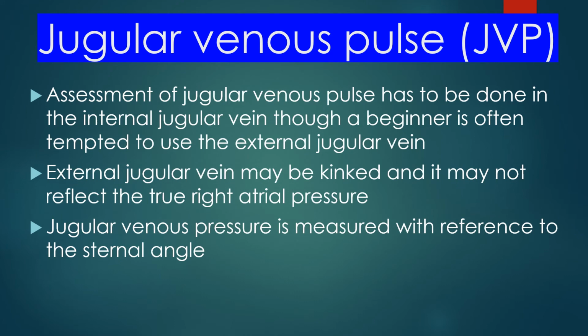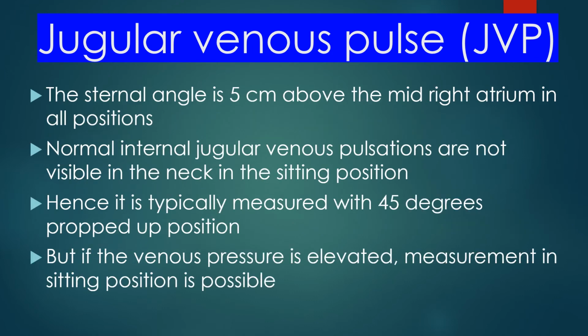Now we move on to assessment of jugular venous pulse and pressure. Assessment of jugular venous pulse has to be done in the internal jugular vein, though a beginner is often tempted to use the external jugular vein, which is easily visible. External jugular vein may be kinked and it may not reflect the true right atrial pressure. Jugular venous pressure is measured with reference to the sternal angle. The sternal angle is 5 cm above the mid-right atrium in all positions. That is why it is used as a reference line.